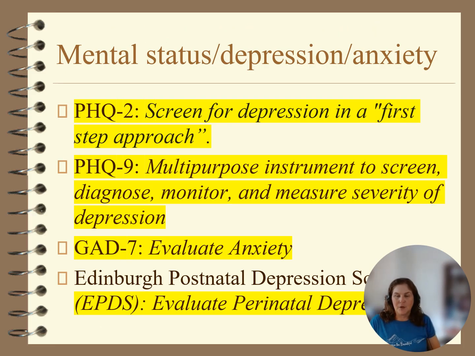Okay, so you are also going to be asking about the mental status and depression and anxiety. You'll typically see the PHQ, the PHQ-2 and PHQ-9. The 2 is the precursor, the first step approach. If that's positive, then you can move on to the PHQ-9 because it's a little longer. The GAD-7 has only 7. I do appreciate that these particular instruments tell you how many questions are in the title of them. And then you'll see the postnatal depression screening for evaluating perinatal depression.